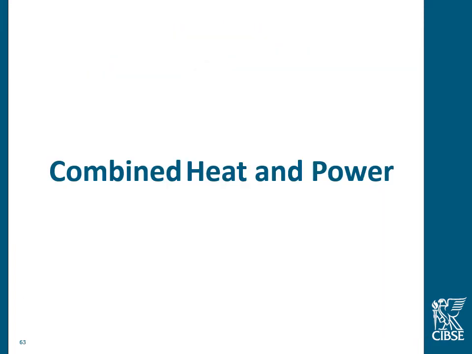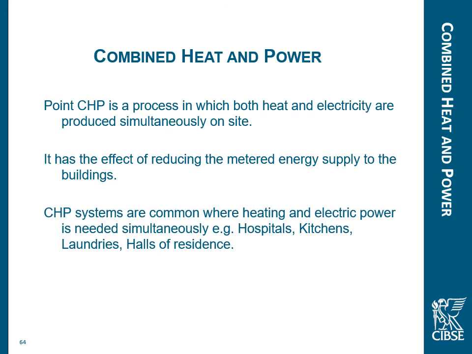Now that combined heat and power we talked about earlier. So CHP, combined heat and power, is a process in which both heat and electricity are produced simultaneously on site, which has the effect of reducing the metered energy supply to the building. CHP systems are common where heating and electric power are needed simultaneously. They don't work that well in offices because we don't need that much heat in offices. We don't use them for the heating systems because we need to think about the summer. What would we do with all the heat in the summer? But in places like hospitals, kitchens, halls of residence, laundries, we still need the hot water in the summer, so they can work well there. Also, they can work well at leisure centres.